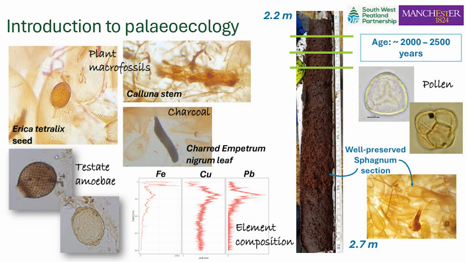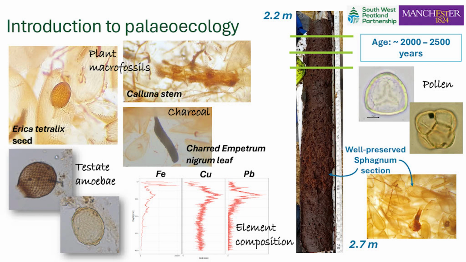So this was from X-ray fluorescence. We scanned the core and looked at iron and copper and lead. And you can see a spike in the shallower depths of the core there. So that might be an indicator of the onset of human disturbance and pollution in our landscapes.